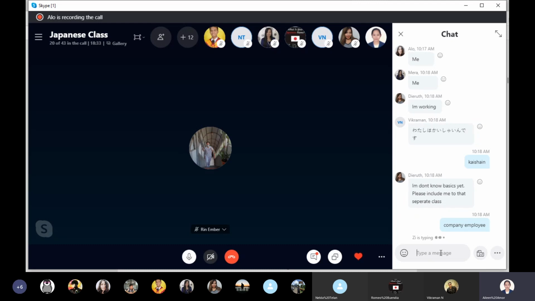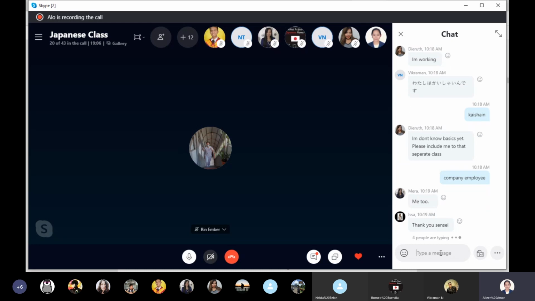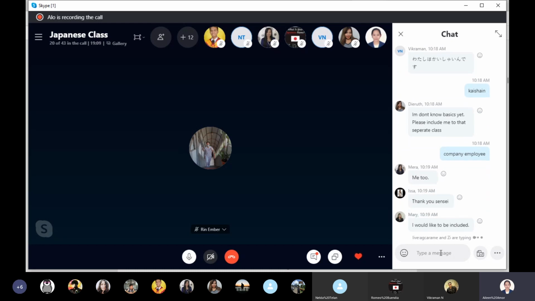I guess I'll get the names, or I'll get the list of people who would like to have a separate class on hiragana and katakana to teach you the basics first. That way you would be able to easily adjust with the lesson here, or in this group. Yes, so after the class, please let me know who are not able to read and write hiragana and katakana yet.